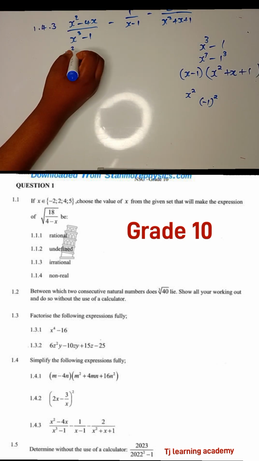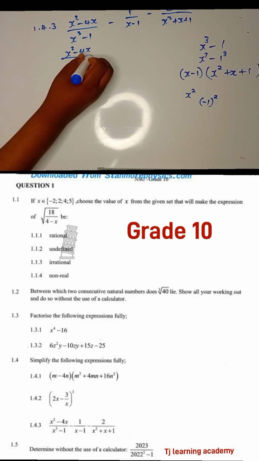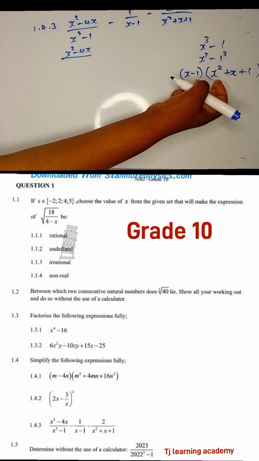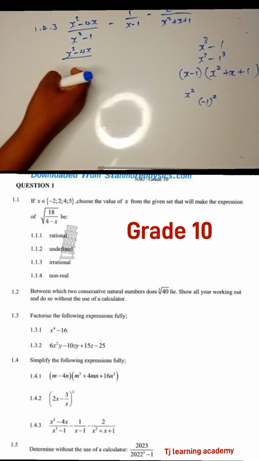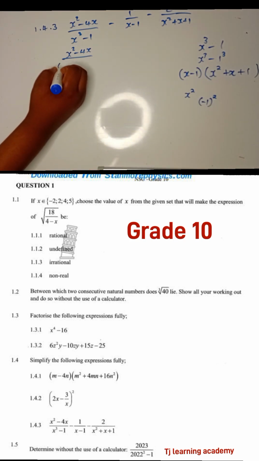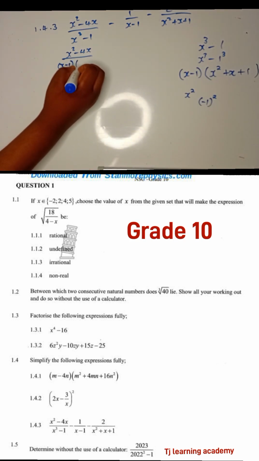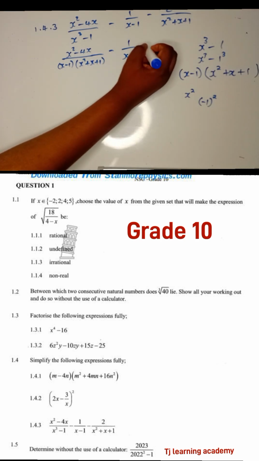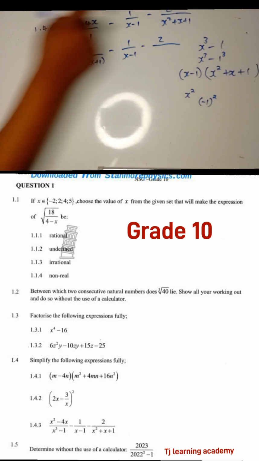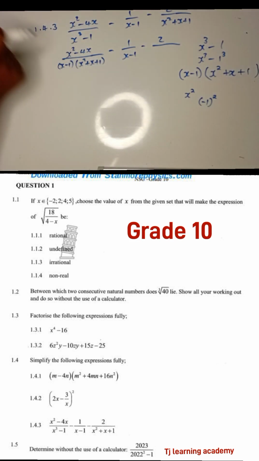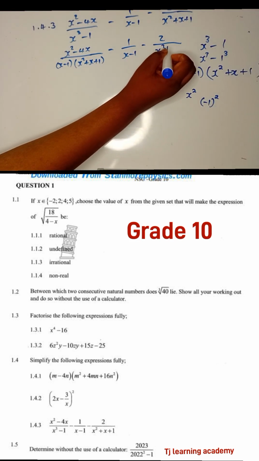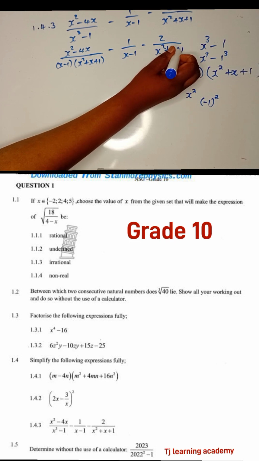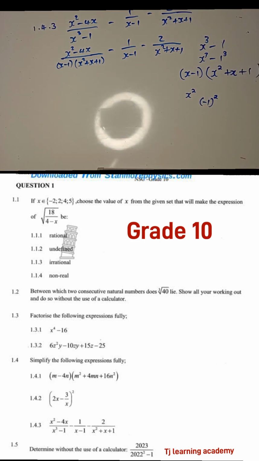So x squared minus 4x. I'm going to put this here. x minus 1, x squared plus x plus 1, minus 1 over x minus 1. This I can't factorize, so I'm going to write it as it is, plus 1. So we are done now.